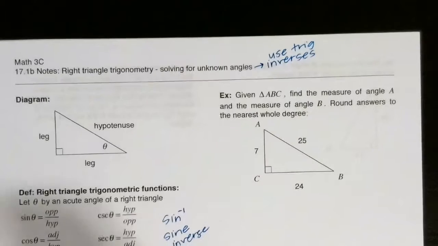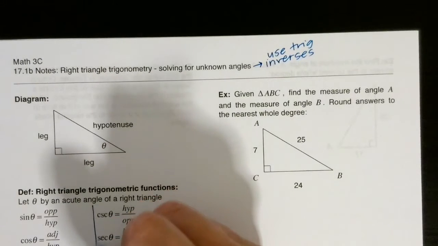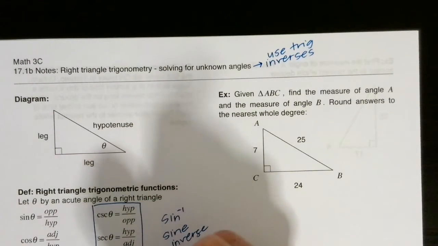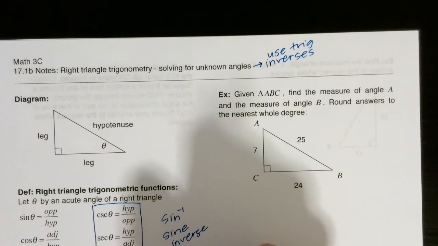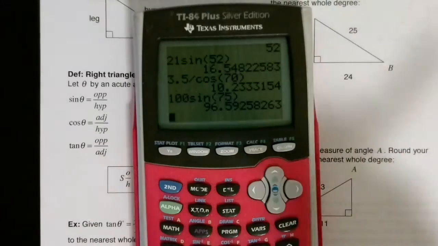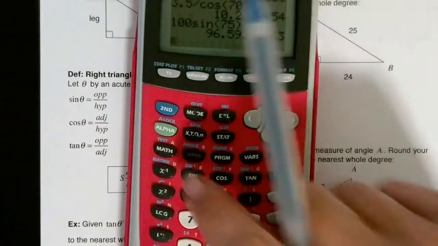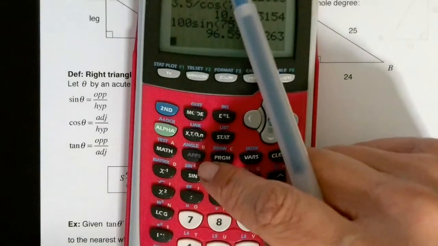So trigonometry inverses are just inverse sine, inverse cosine, inverse tangent. Now, just a friendly reminder, inverses and reciprocals are not the same thing. These are reciprocals. Inverses will literally be sine inverse. There is a button on your calculator. This is sine right here. This little blue thing says sine inverse.